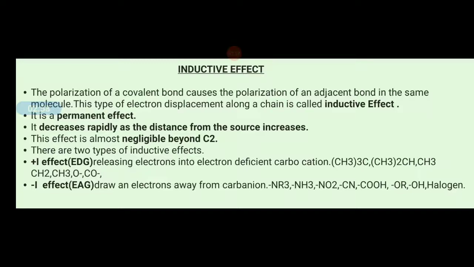Then the minus I effect is due to an electron accepting group or electron withdrawing group. It draws electrons away from the carbon. NO3, NH3, NO2, CN, COOH, OH, halogen. These are examples of the minus I effect.